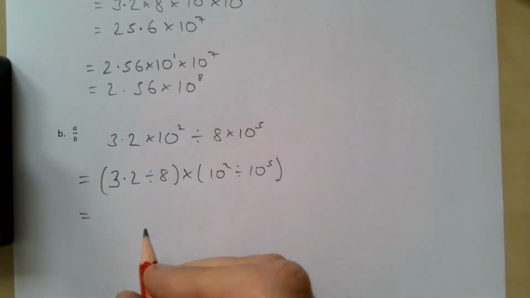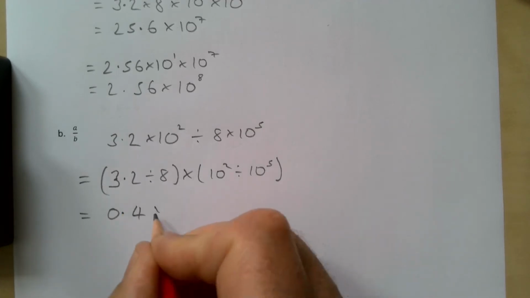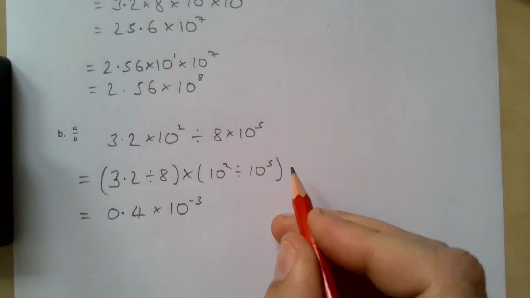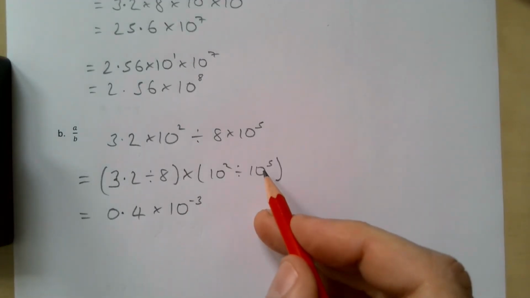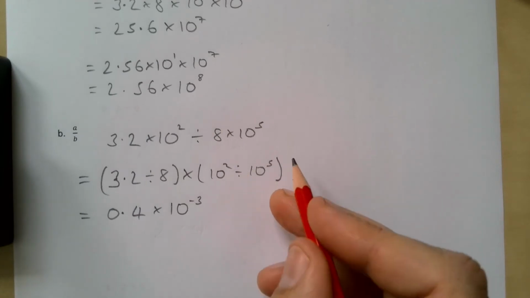3.2 divided by 8 gives us 0.4 multiplied by 10 to the power of minus 3. Again, I hope you see where that has come from. 10 to the power of 2 divided by 10 to the power of 5. We subtract our powers here as we end up with this.